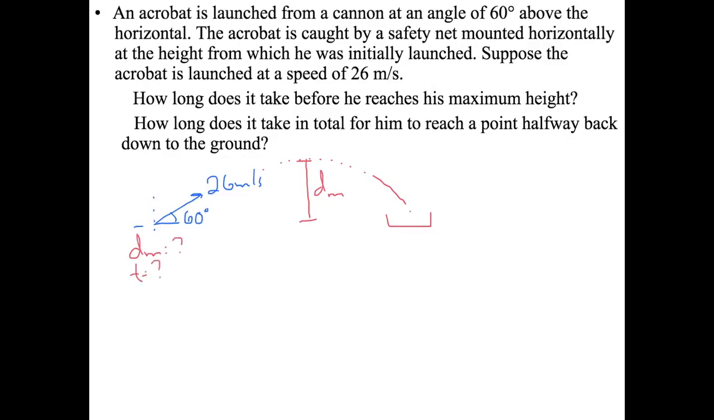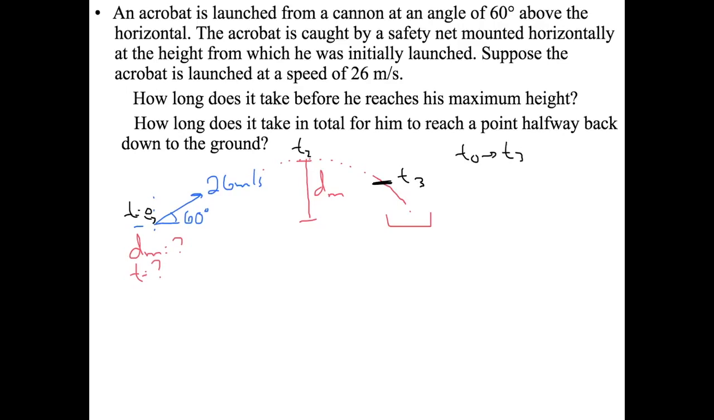B, how long does it take in order for him to reach a point halfway back down to the ground? Now, it's a little confusing, but what that means is that from this point right here, so t equals 0, to a point halfway, we'll call that t2. t3 is halfway back down. So it's going to be the time from t0 to t3. That's going to be the answer to B. Okay, but let's focus on A right now.